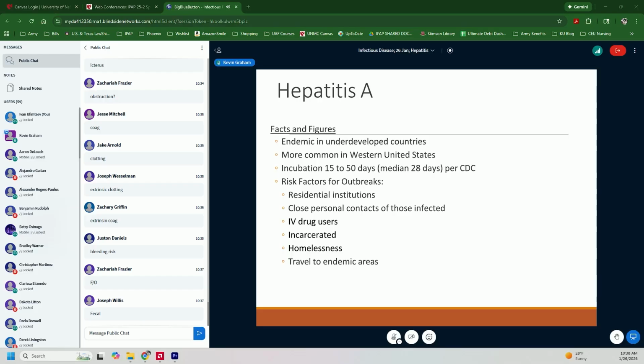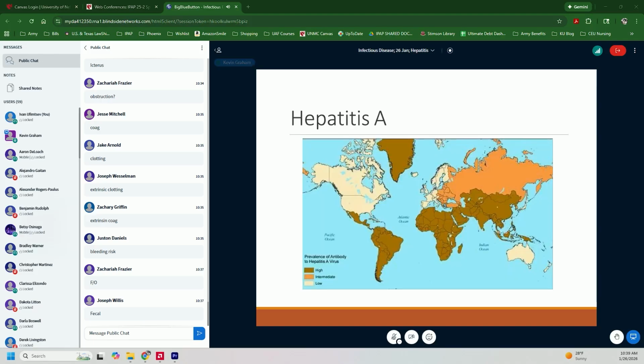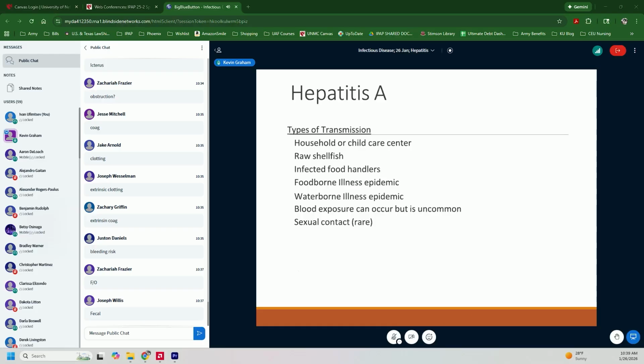A. Endemic in underdeveloped countries. It's fecal oral. You'll see them in these places where they are either higher risk people, close contact, poor hygiene, etc. Here are some areas that hepatitis A is found.